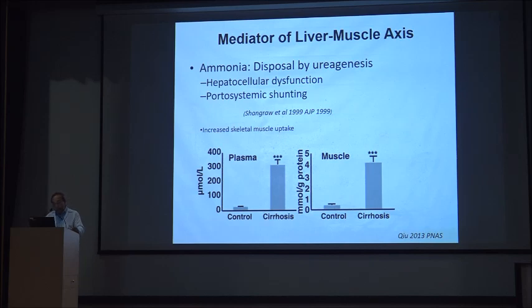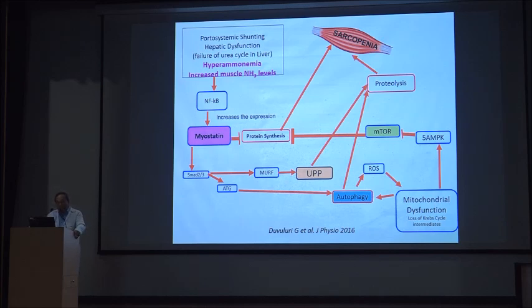This is a study in which they have shown that the plasma and muscle ammonia level in cirrhosis is raised, and they created two models. So once there is shunting and hepatic dysfunction, hyperammonemia means there is more ammonia available in the muscles, and then through the NF-kappa B pathway, it increases the expression of myostatin. Along with NF-kappa B, it upregulates myostatin, which decreases protein synthesis, and through SMAD 2 and 3, it also upregulates autophagy genes, and MuRF, which is responsible for the ubiquitin proteasome pathway.